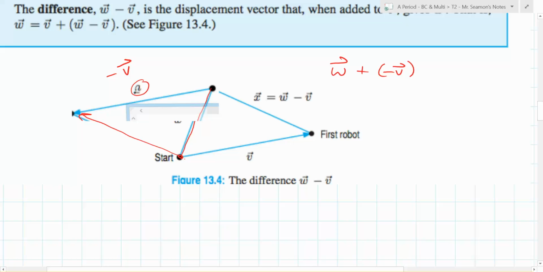Now, why is this vector considered to be the same as this vector right here? Why are those vectors considered to be identical? This is the same, but they're not in the same place. Why are they considered to be the same? Well, we could prove that it's a parallelogram. That's a way to prove it. But the idea is a vector without an initial point can be anywhere.